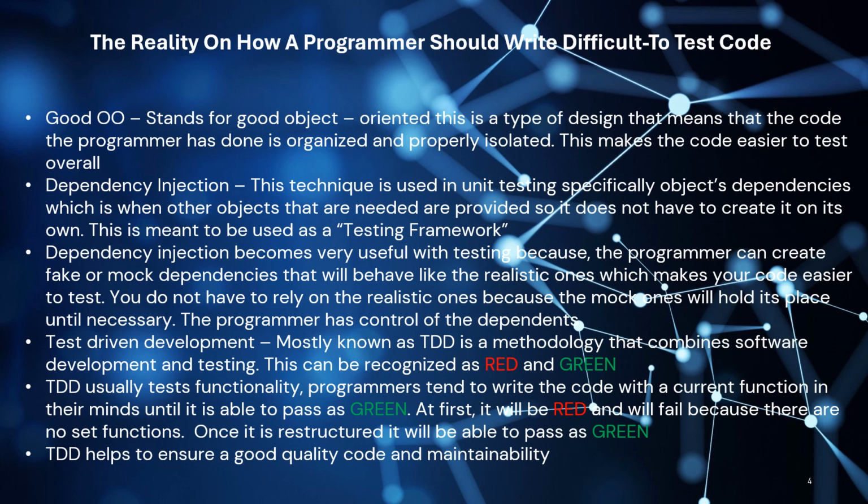The reality on how a programmer should write difficult-to-test code. Good OO stands for Good Object Oriented. This is a type of design that means that the code the programmer has done is organized and properly isolated. This makes the code easier to test overall.